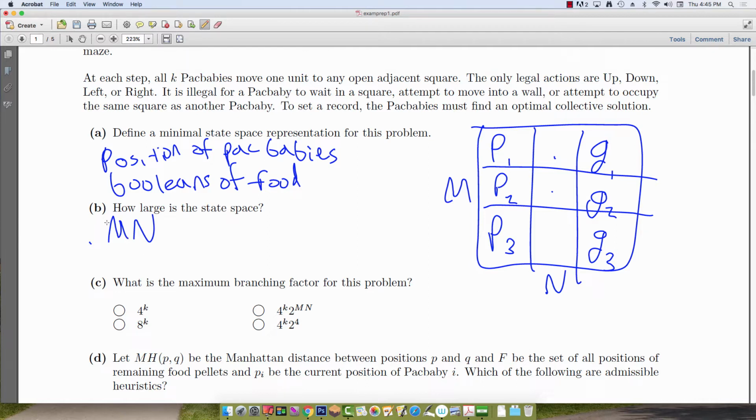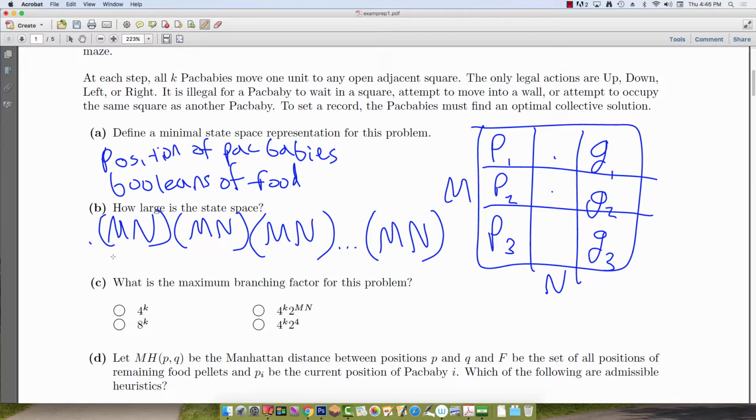If there's two Pac-babies, then the first Pac-baby can take mn spaces, and the second Pac-baby can take another mn spaces. If there's three, then we multiply mn again because the third Pac-baby can also take any of the mn spaces. If you follow this pattern, with the kth one, there should be a total of k of these. So the total number of locations of the Pac-babies is mn to the k. And so this is positions.